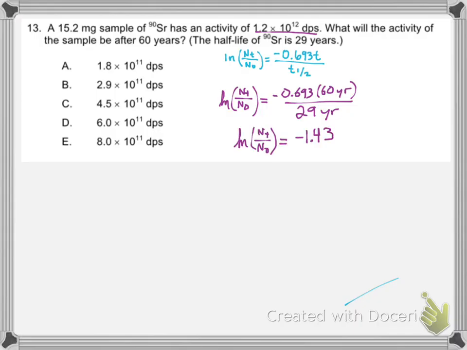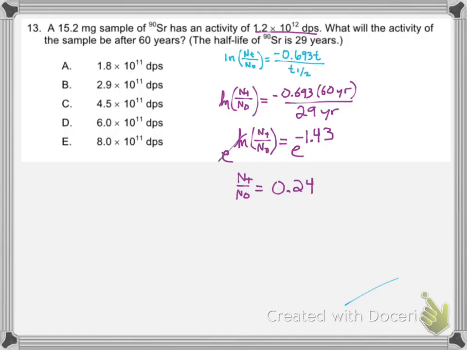Okay, so now we need to get rid of our natural log. So how to get rid of a natural log? Acceptable answers include with an x or with an e. So we're going to take e to both powers to effectively cancel out our natural log. Upon doing this, we end up getting that n sub t divided by n sub 0 equals 0.24. So this is the fraction of the radioactive material remaining. So the question said, what percentage will be left after this time? It would be about 24%, which makes sense because 29 years is the half-life, 60 years is about 2 half-lives.